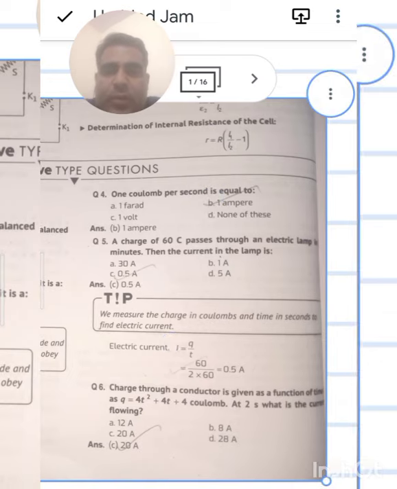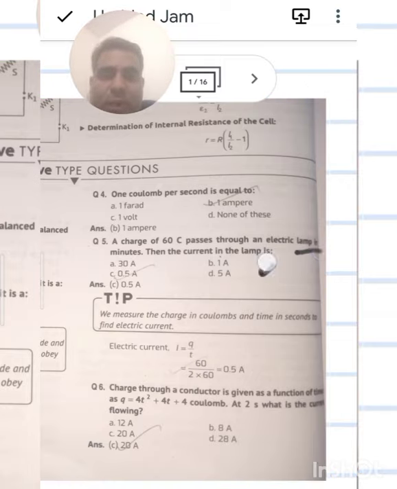A charge of 60 coulomb passes through an electric lamp in 2 minutes. Please keep in mind it is written in 2 minutes. So what is the current in the lamp? The value of the current is given as I equals q upon t. The value of q is 60, upon time 2 into 60, so that is 0.5 ampere. So the answer is 0.5 ampere.